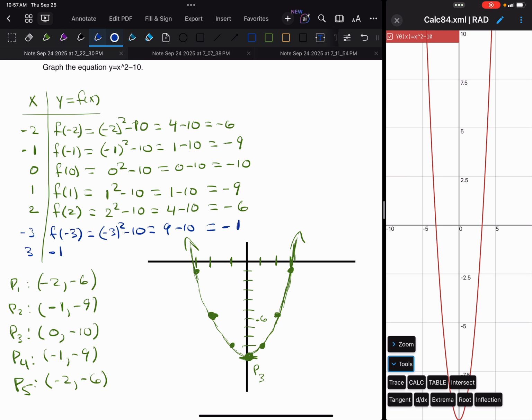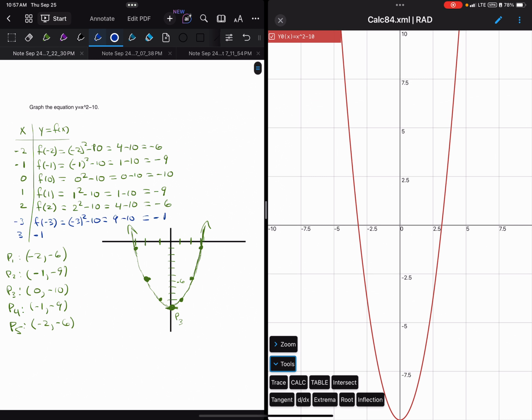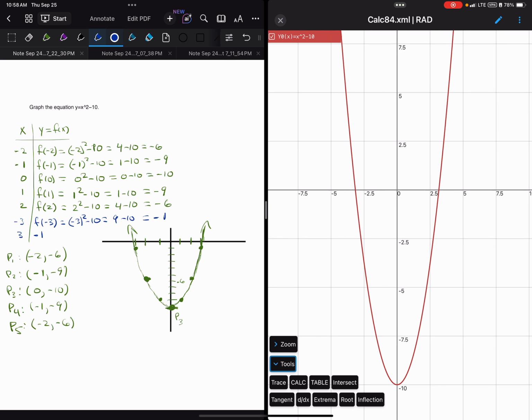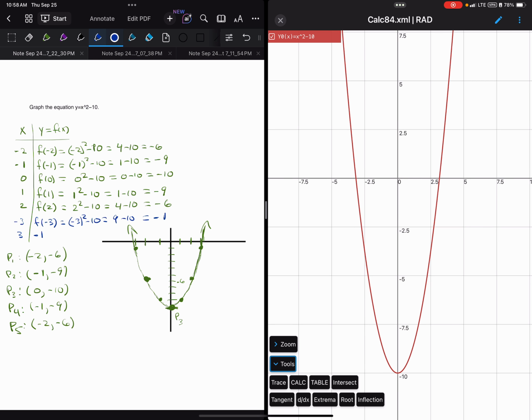I'm going to see that I have a bowl. And that bowl, if we spread this out a little bit, goes down to -10. And where it passes through the x-axis, it looks like it's a little bit to the right of 3 and a little bit to the left of -3. And so this looks really similar to what I sketched. This is just a much prettier version of it.